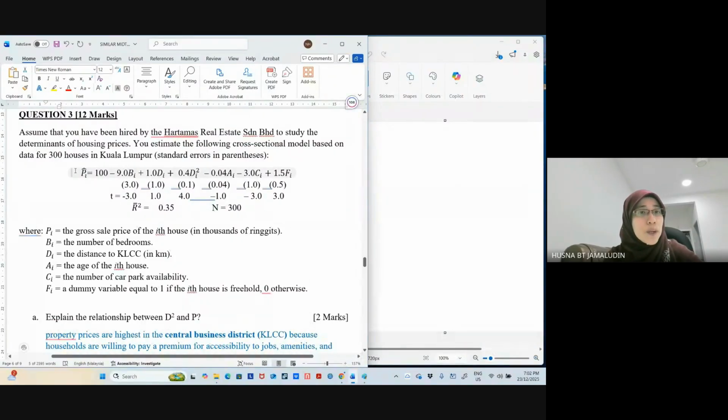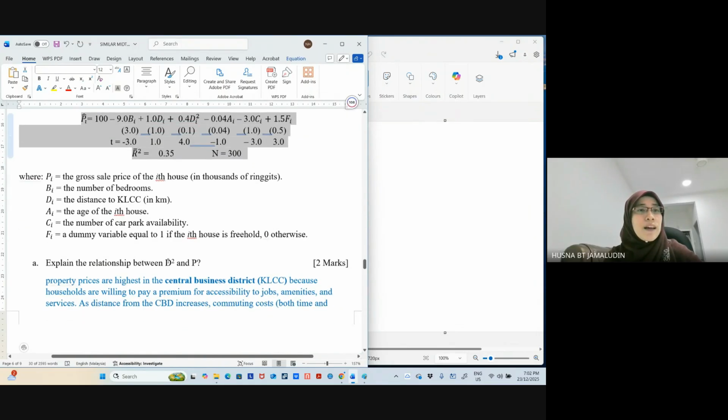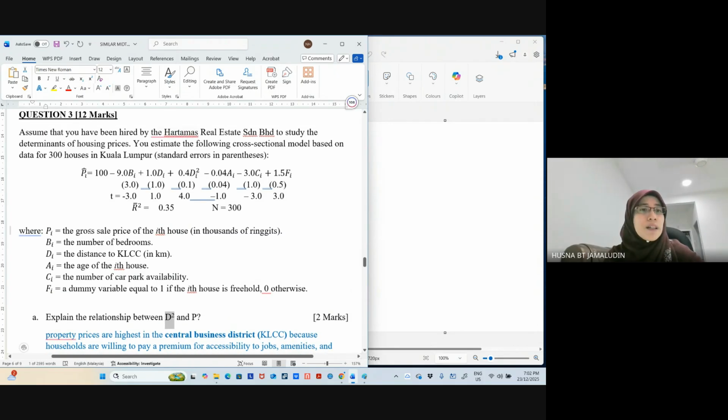Then question 3, slightly hard, not so hard. They will give you the equation, and then they will ask you. Now you have to use your rationale. Explain the relationship between D squared and P. What is P? Sales price. And D is distance to KLCC. KLCC is like facilities, right? This is like the city. When you go to the city, there is so much entertainment, many things that you can get there.